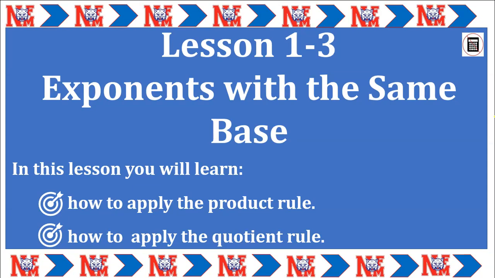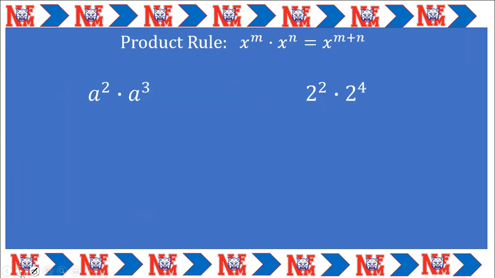In this lesson, we're going to learn how to simplify exponents that have the same base. We will learn how to apply the product rule and the quotient rule. So first of all, we have the product rule. We have gone over the zero rule and the negative exponent rule, so now we're going to have the product rule.